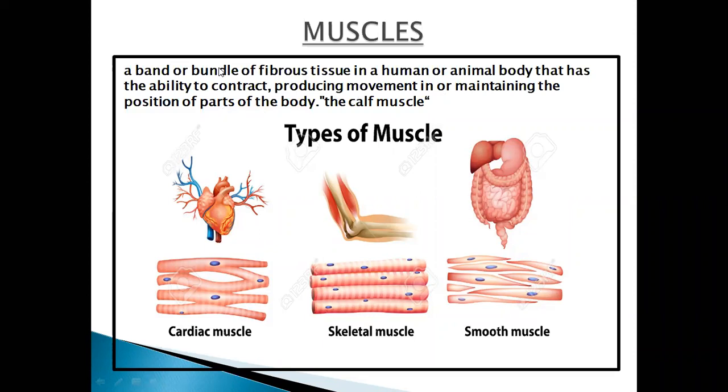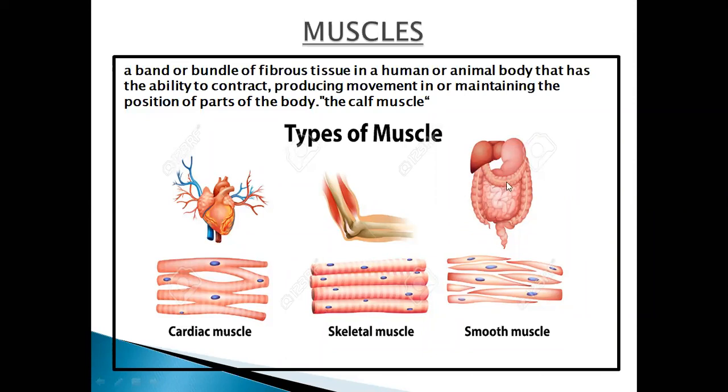First of all, what can be the muscle? Bundle of fibrous tissues. Tissues are making the muscles, right? And they have the ability to contract and produce movement. So simply you can say that muscles are fibrous tissues that help you to move, right? Where they are present and how they help in the process of movement.